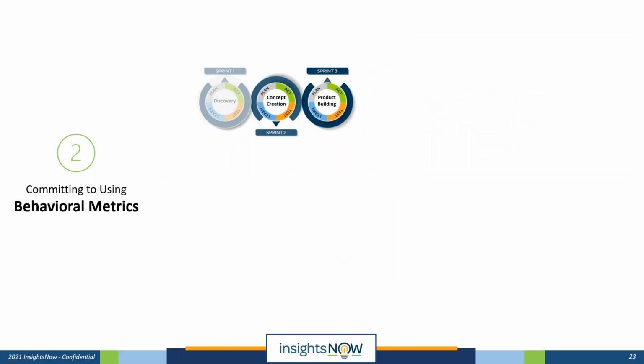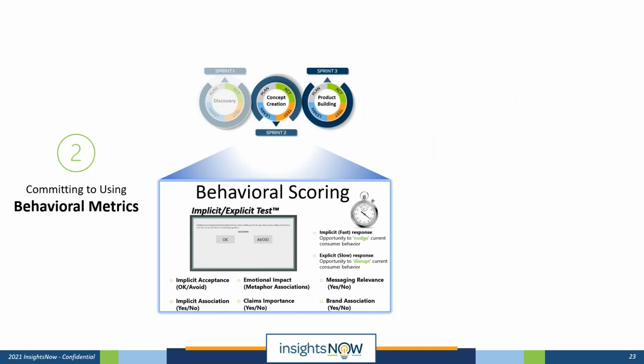Likewise with behavioral metrics, moving into concept creation, really asking yourself what behavioral scores are going to nudge people, what behavioral scores can I use to understand how I can disrupt people? Is it about acceptance? Is it simply that this is something that they're comfortable with already and then it naturally fits into their life? Is it about the claims on pack that's going to get them to pull something off the shelf? Is it a brand association? Is it messaging? Is it relevance to them?